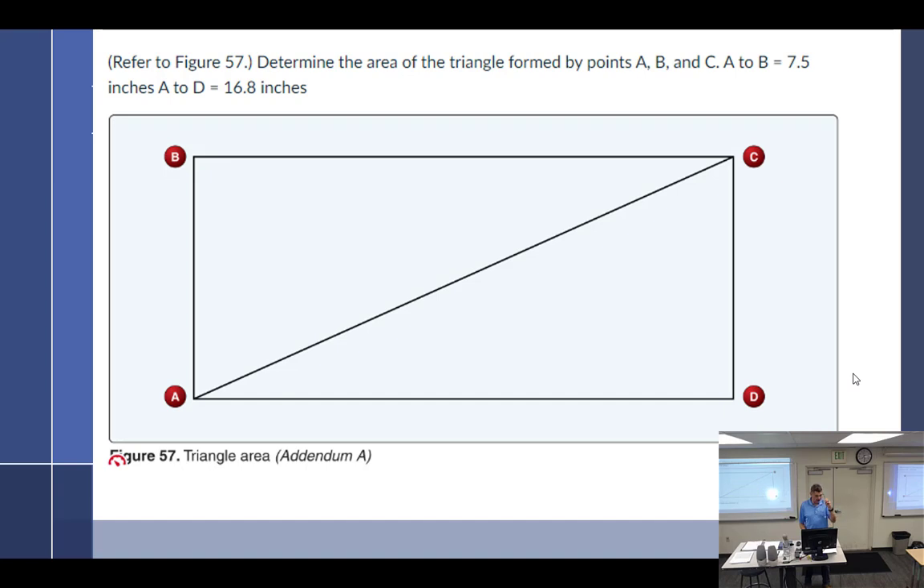Okay, are we ready to talk about area and volume? We have low volume and high volume.